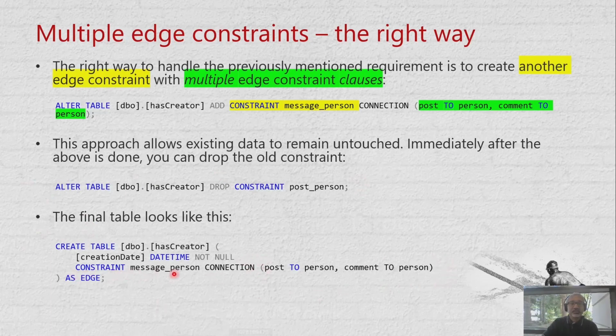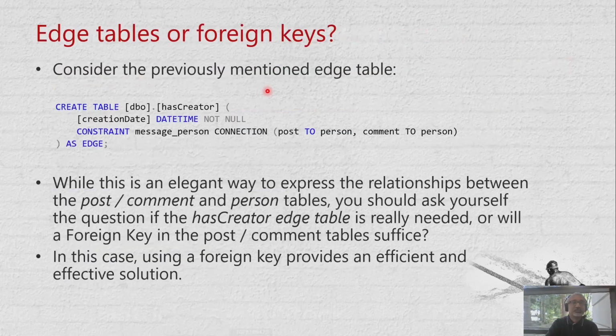When you do this, you end up with a table which effectively looks like this. You have a single edge constraint but with multiple edge constraint clauses. Post to person is one clause, comment to person is the second clause. So this is the way that we use multiple edge constraints to migrate a table from having just one possible set of connections to multiple sets of connections. I hope this clarifies a very common FAQ which comes from customers.